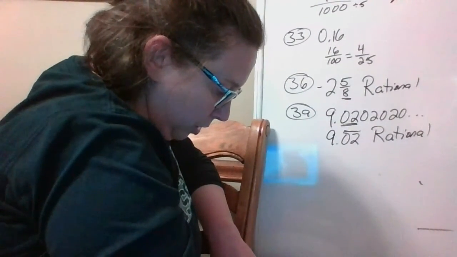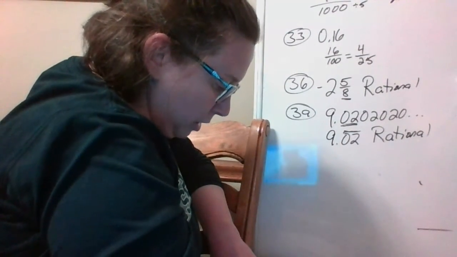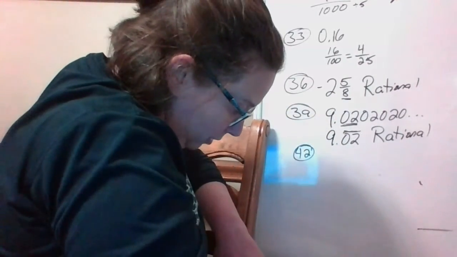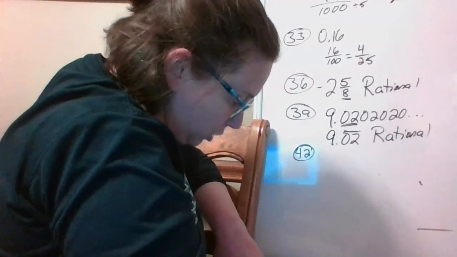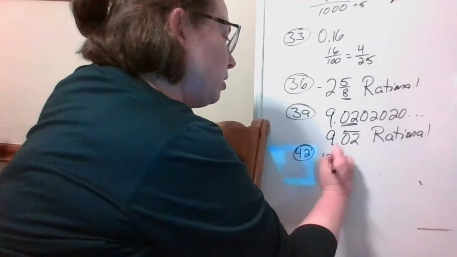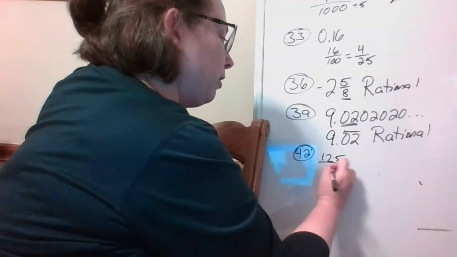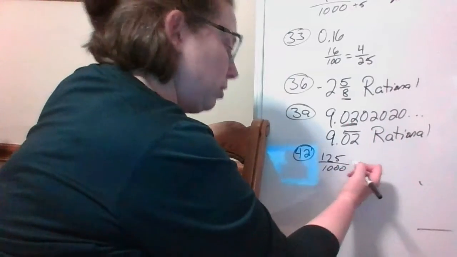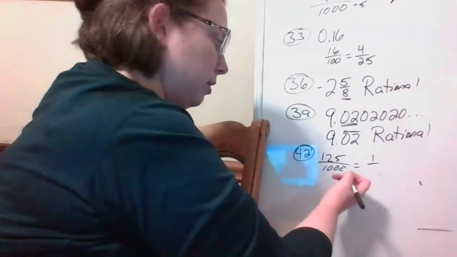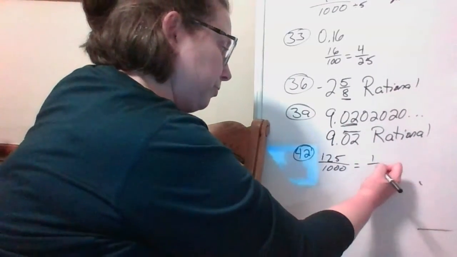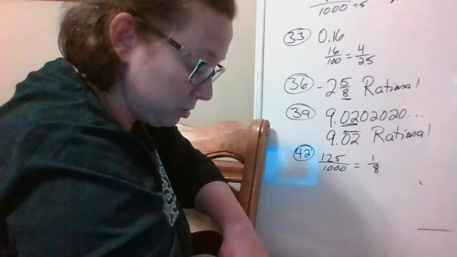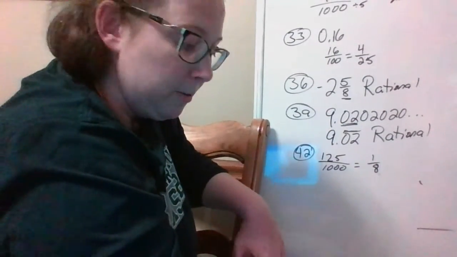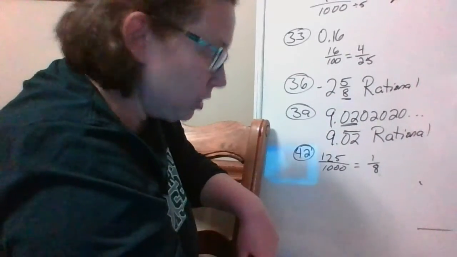The final problem for you is number 42. It says write 125 thousandths as a fraction in simplest form. So 125 thousandths looks like that. And you might remember that 125 goes into 1,000 8 times. So our answer here is 1/8. And that's it for this section.